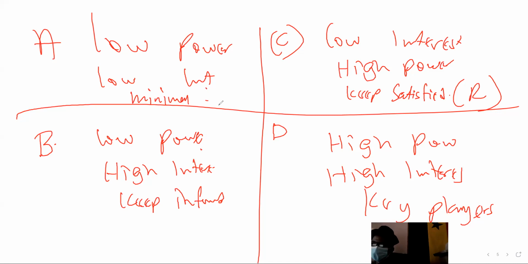Good. So let's go. Low power, low interest. These are the general public. General public have interest in the organization, but very low. They have interest, but the interest they have is very low. General public.